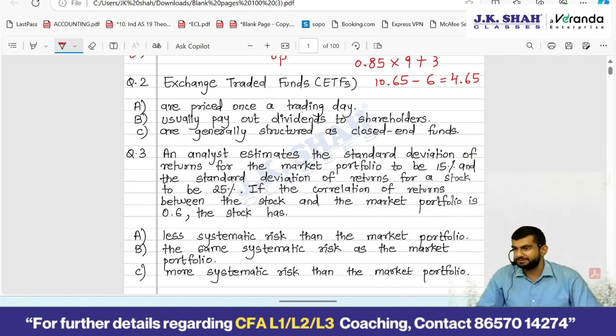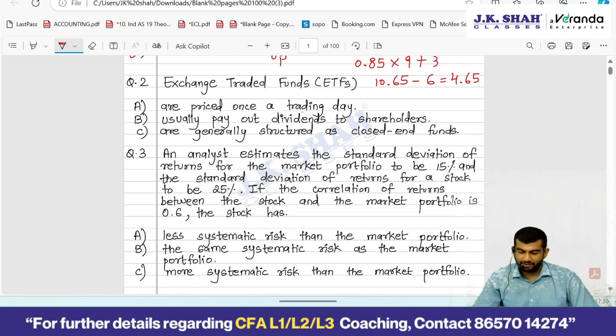Exchange traded funds. What should be the answer according to you? Are priced once a trading day? Are they priced only once a trading day? No. What is priced once a trading day? Open-ended mutual funds, to be more specific. So A cannot be the answer definitely, because ETFs are shares. They are traded throughout the day, throughout the trading hours at the market price. So that's why I do not mark A.